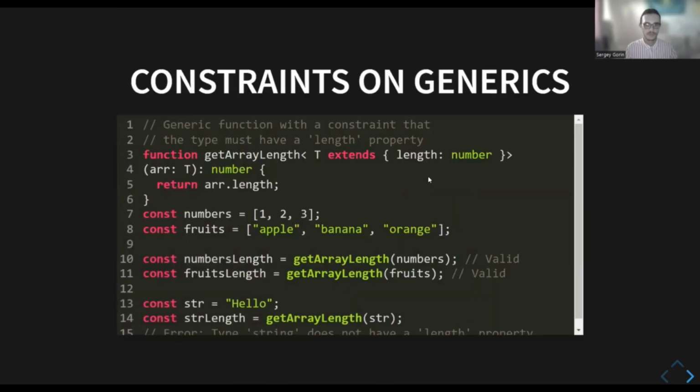You can apply constraints on generic type parameters to limit the types they can accept. For example, you can enforce that the generic type must have specific properties or be a subclass of a particular class.